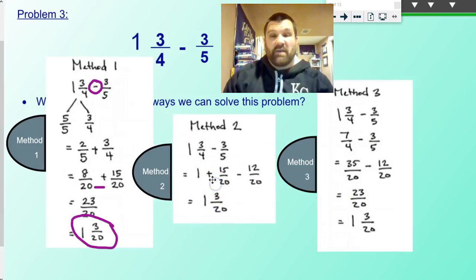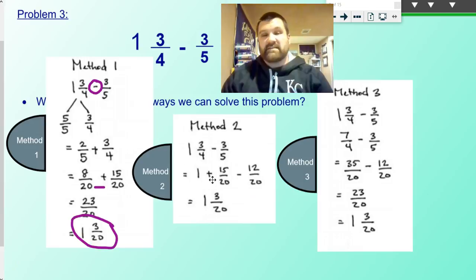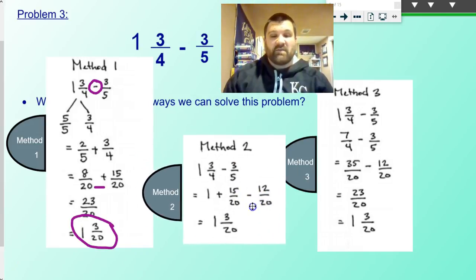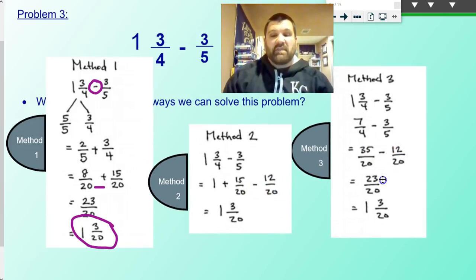You're more than welcome to grab your math journal and copy these in if you wanted to, and whichever one helps you. To me personally, I kind of like the second one in the middle, but the third one also is pretty easy. But you do have a bigger multiplication problem usually.